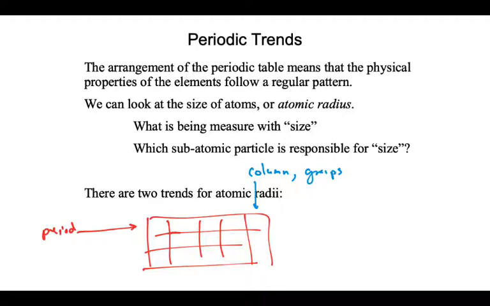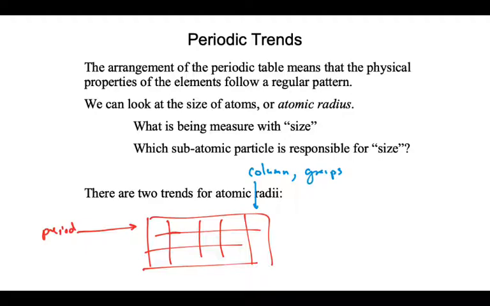What does it mean to get smaller? What contributed to size? Electrons. What happens as you go down a column? You add electrons. Does it make sense to get smaller? No, it does not. This is why knowing where size is coming from is important. When we go down a column, what happens? It gets bigger. Why?